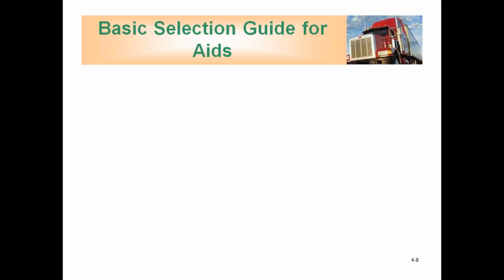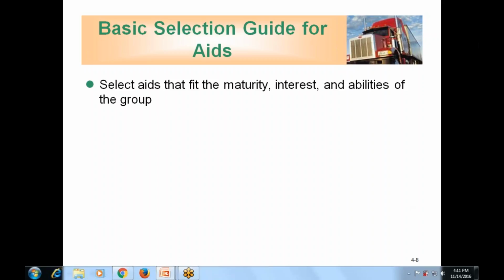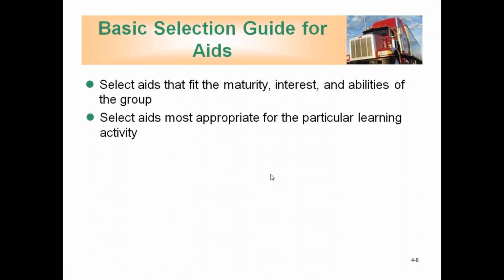Now, the basic selection guide for the aids. What are the various basic selection criteria used for the aid? Select the aids that fit the maturity, interest, and abilities of the group. Then select the aids that are most appropriate for a particular learning activity.